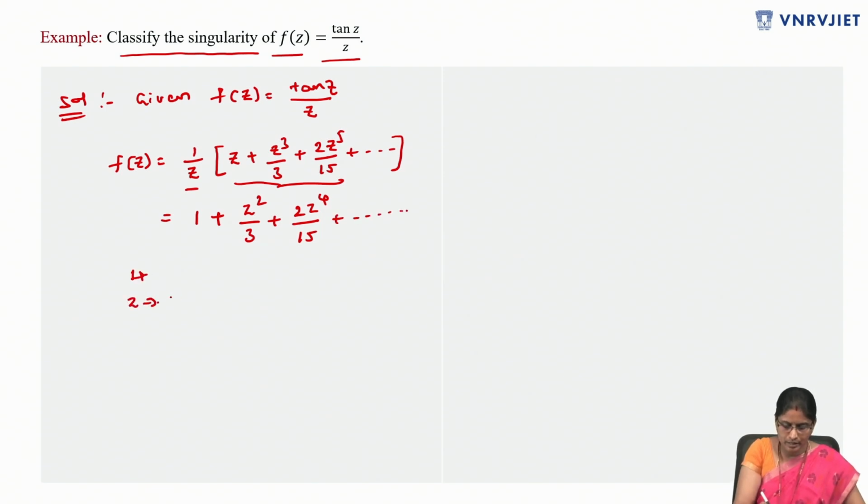Limit z tends to 0. The function tan z by z is equal to 1, which is not equal to 0. Therefore, z is equal to 0 is a removable singularity.